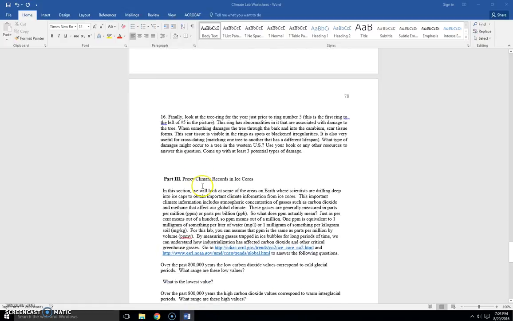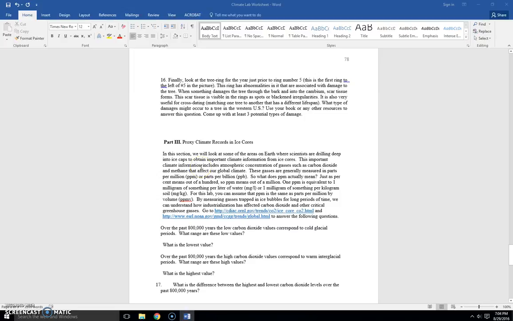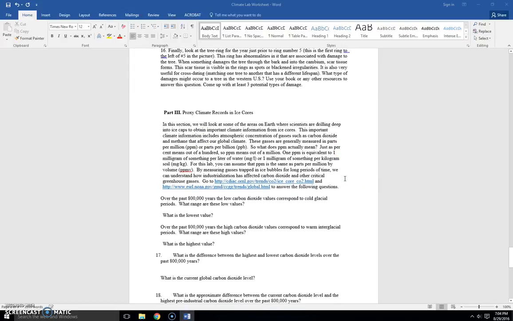And here we are on to part 3, proxy climate records and ice cores. And so in this section, we will look at some of the areas on Earth where scientists are drilling deep into ice caps to obtain important climate information from ice cores. This important climate information includes atmospheric concentration of gases such as carbon dioxide and methane that affect our global climate. These gases are generally measured in parts per million, ppm, or parts per billion, ppb.